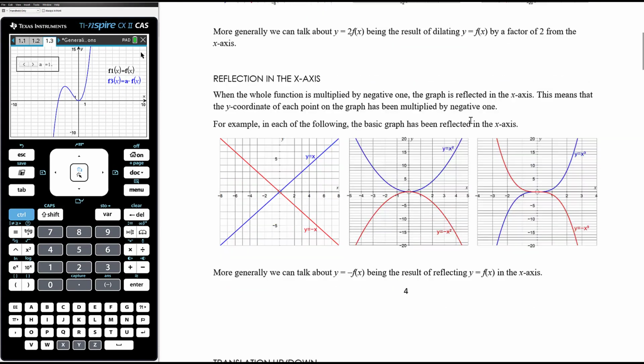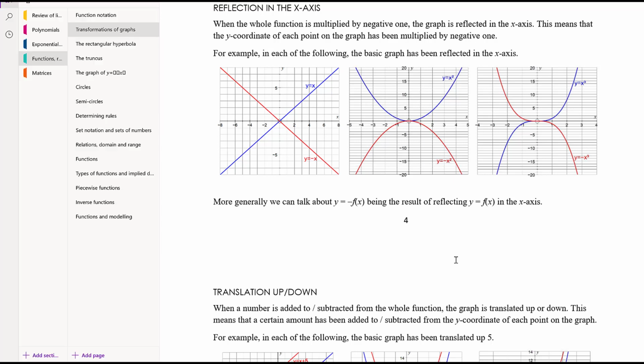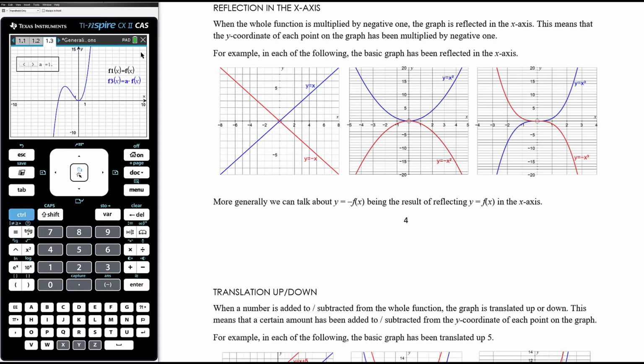Alright, so let's now talk about the second type of transformation we want to look at here, which is reflection in the x-axis. So when the whole function is multiplied by -1. So here we see we've got, oh sorry, let me get my CAS back. Here we see we've got y equals x up here, and when we multiply x by -1, we get y equals -x, and the whole graph gets reflected in the x-axis.